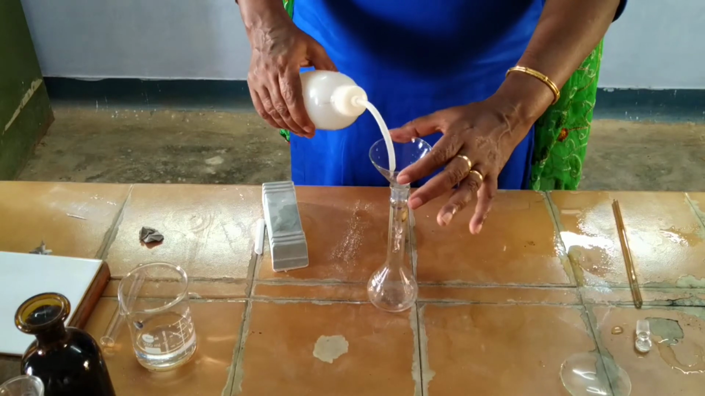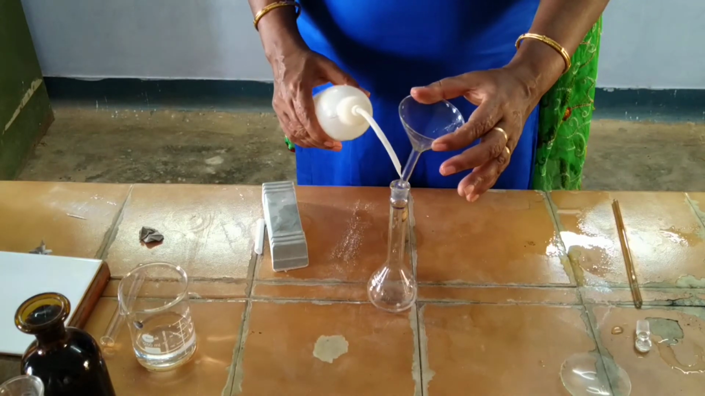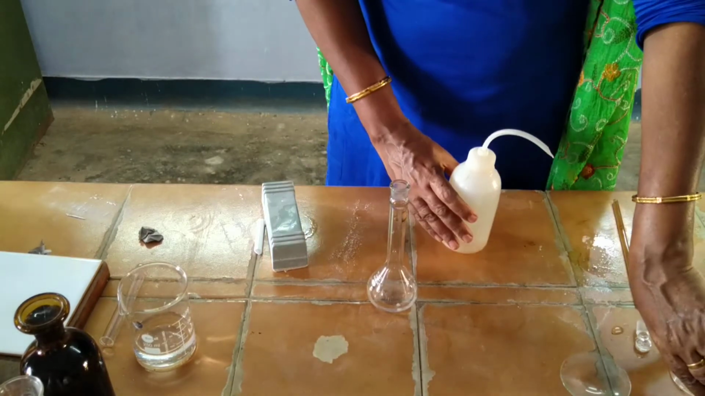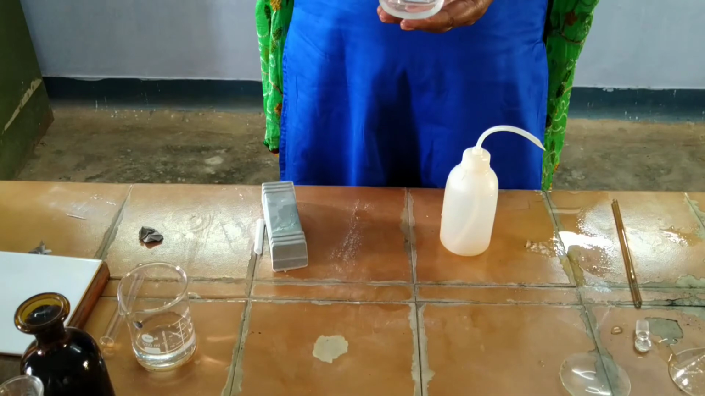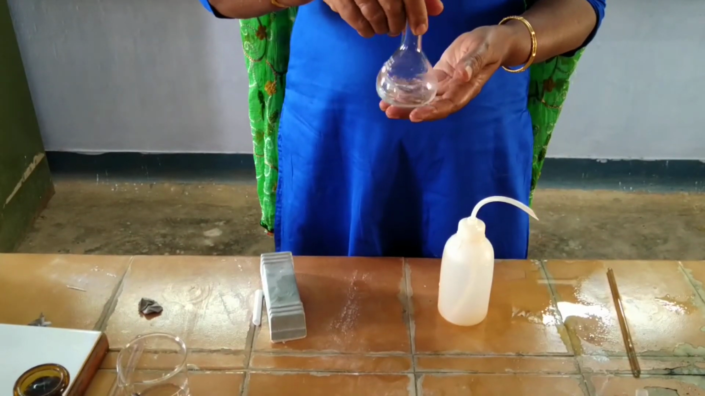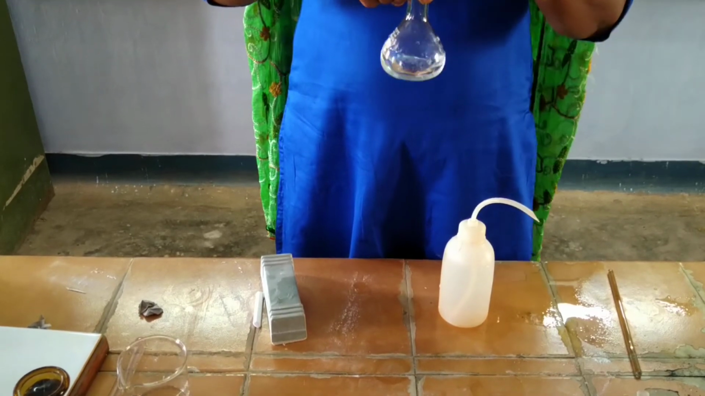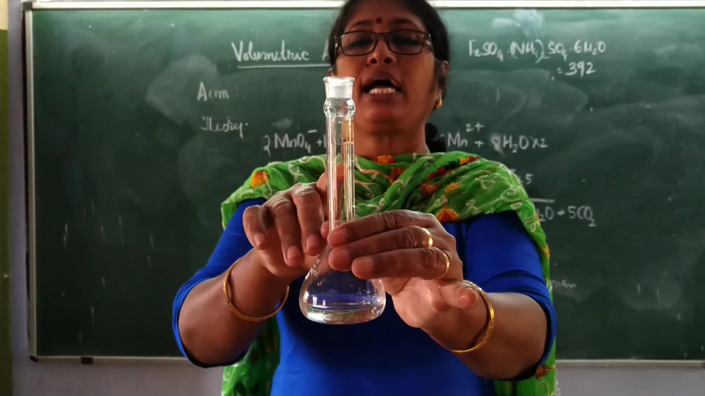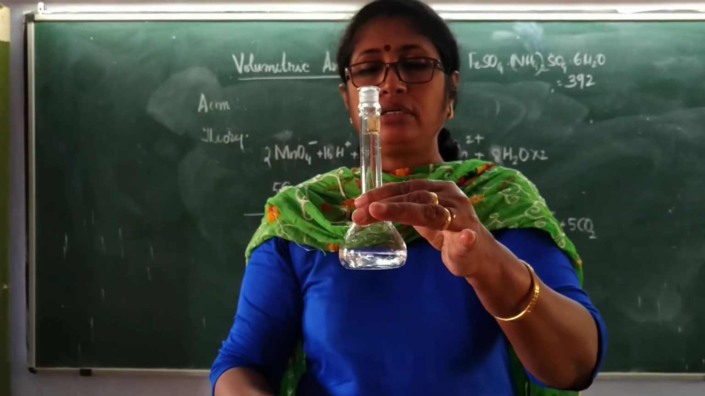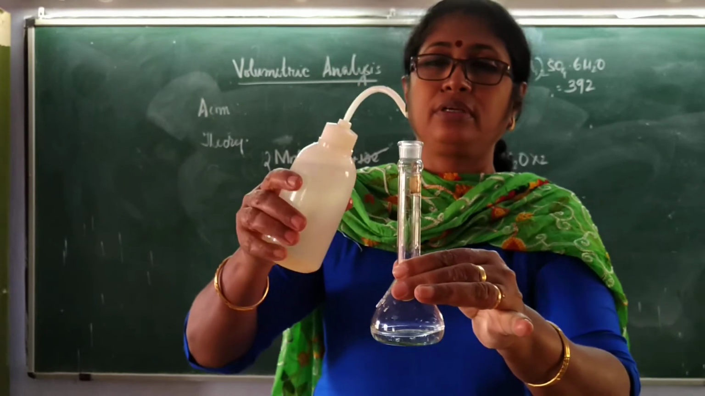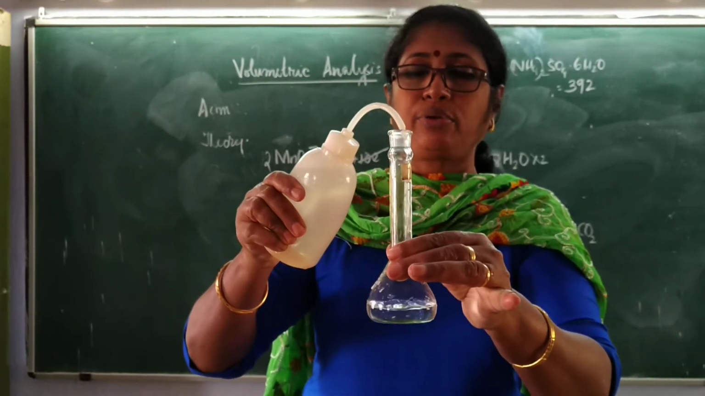Here there is no need to add sulfuric acid when you are making up the solution, because it is not hydrolyzed. For Mohr's salt we add sulfuric acid to prevent hydrolysis. Now here there is no need to add sulfuric acid. Simply dissolve it in water and make up to the mark. You remember our mark is here. You can see the mark here. Up to here we will have to make up the water. So here it is dissolved. I am going to add water.